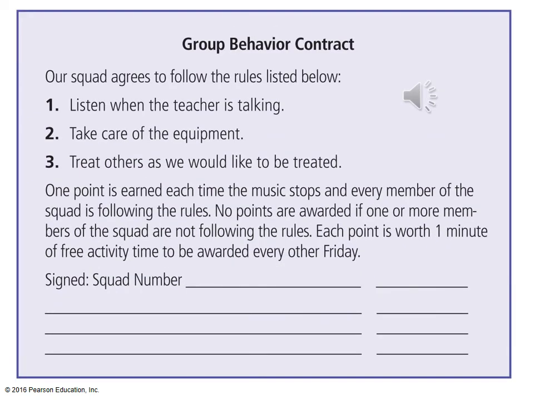This is an example of a group behavior contract, and you list the rules that you want them to follow. That may be different. It might only be 1 or 2 rules. Hopefully it's not more than 3. And then you state here how the point system is earned. And the squad members sign it.